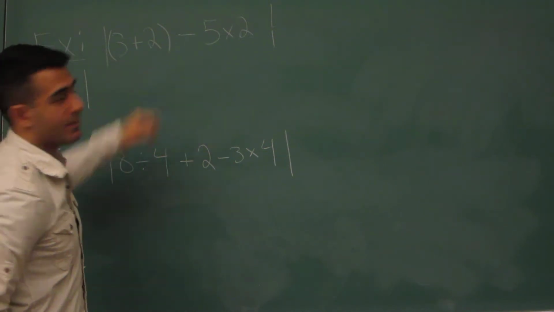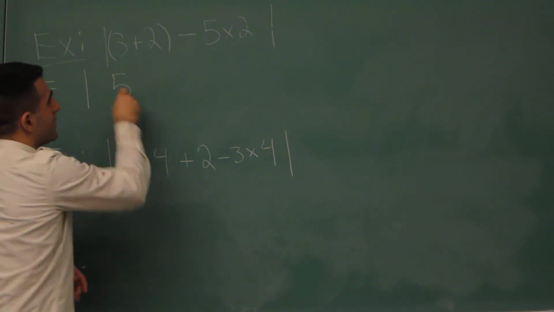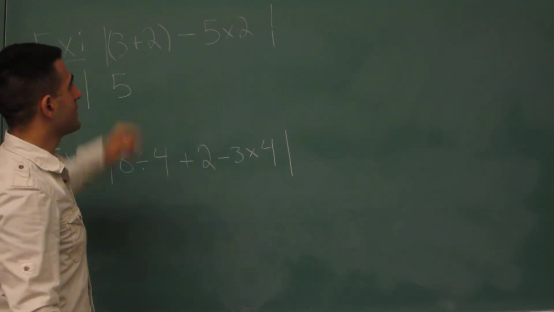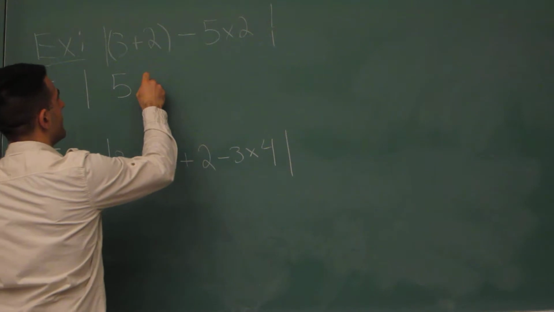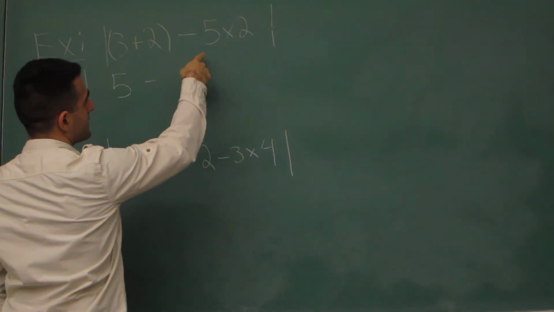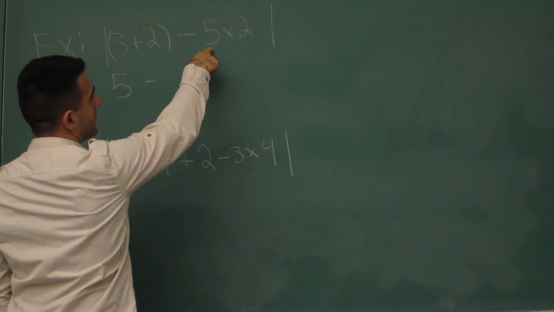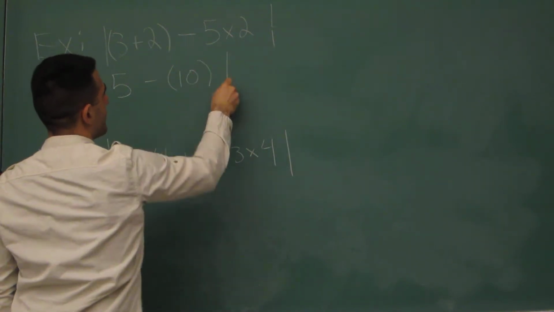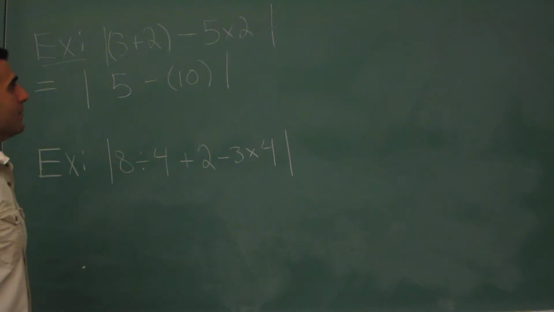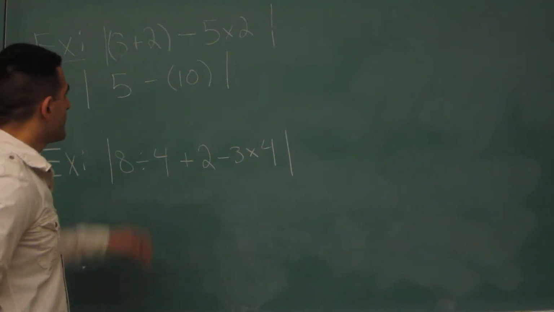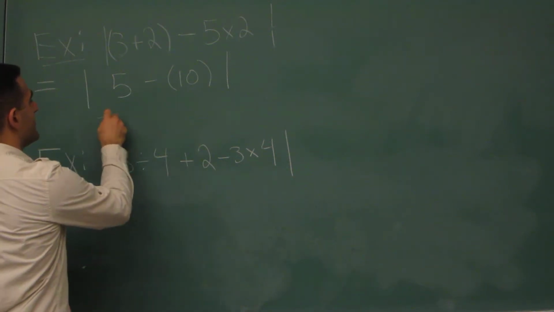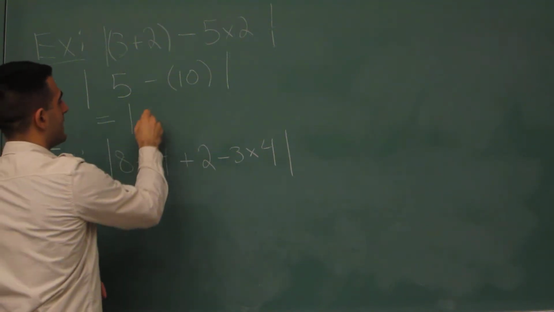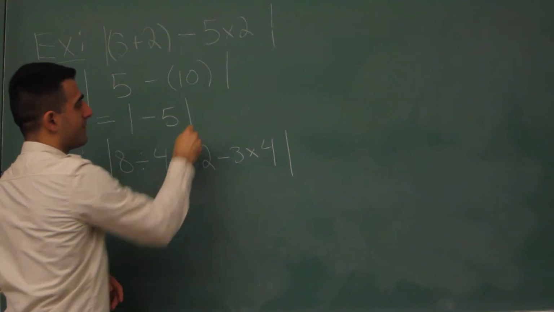The first part, 3 plus 2, is 5. Since this is inside of the brackets, we do that aspect first. So we have 5 minus, and then 5 times 2 is 10. We know we can simplify it further, so we keep the absolute value symbol again. Now we have 5 minus 10, which is negative 5.